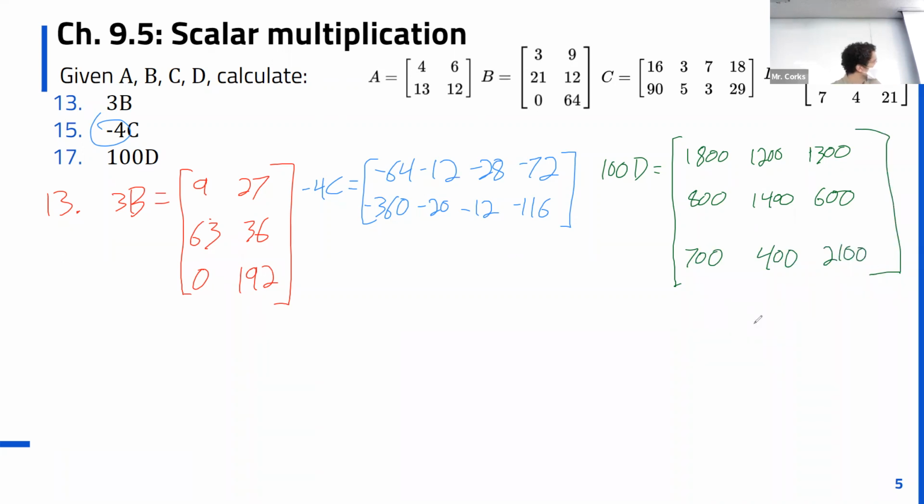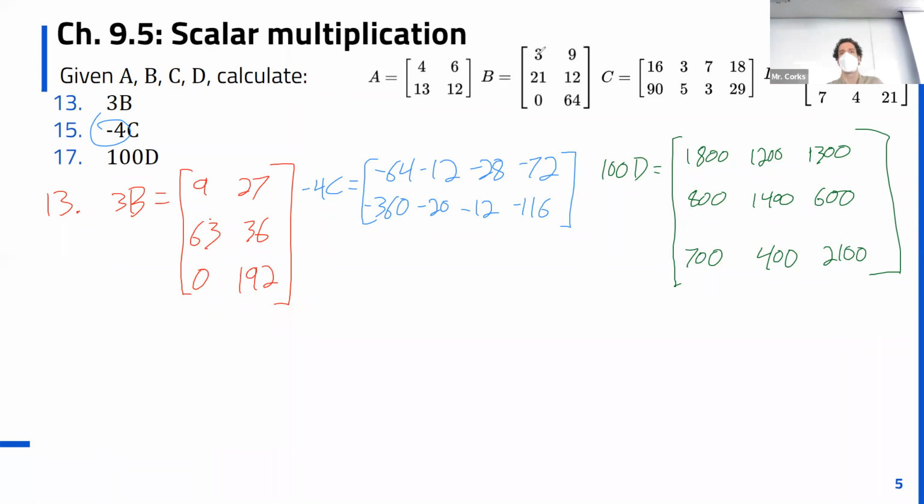Okay, so just the outside number times all of the inside numbers. That's all that has to happen. So very, very simple operation to do. Come in, come in. Hello. That's all right. Any questions about scalar multiplication? No. All right, so I'll erase.